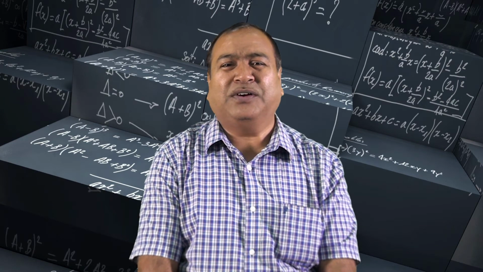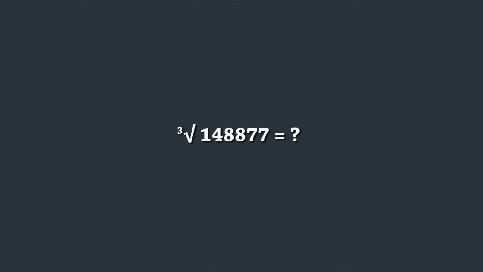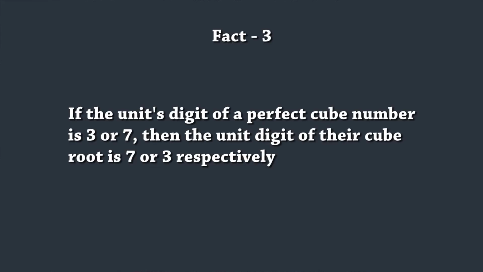Now 148,877, which is again a 6-digit number. Let us observe the following steps in this case. Step 1. Let us make the given digits into two groups. First group contains 148. Second group contains 877. Step 2. The units place in 877 is 7, and therefore the units place in the answer must be 3. Please observe the fact 3 in the above chart.